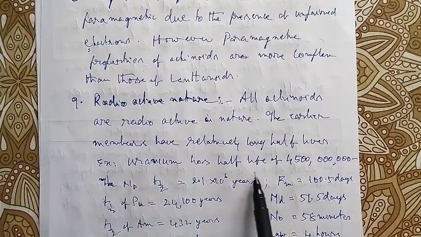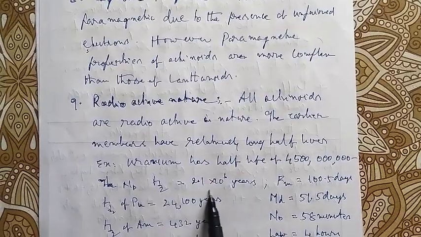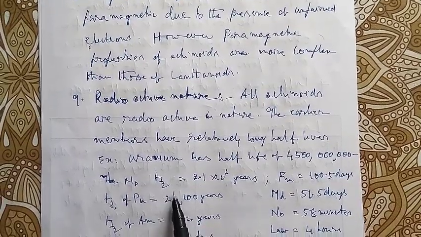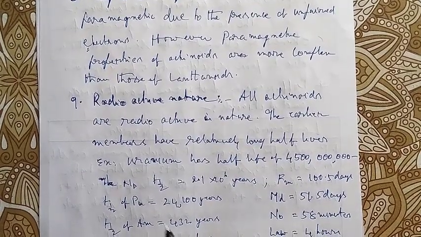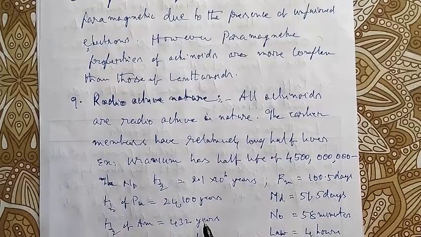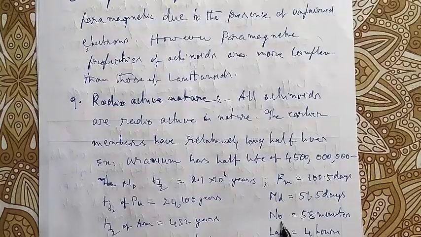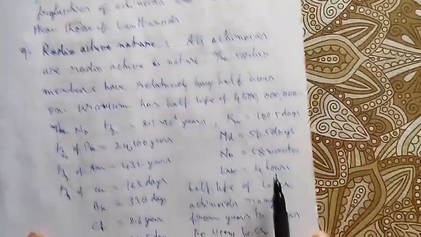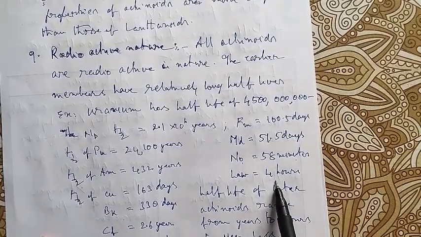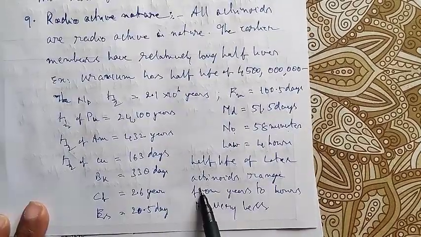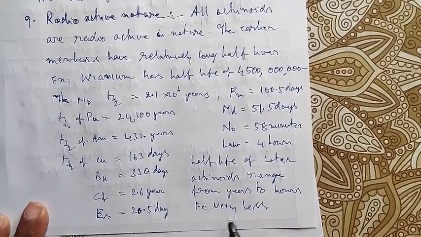That is, uranium has a half-life of 4,500 million years, whereas neptunium has a half-life of 2.1 into 10 to the power 6 years. Similarly, plutonium and americium have half-lives in years, whereas nobelium has 58 minutes, and lawrencium has 4 hours. Thus, the half-life of later actinoids ranges from years to hours, that is, very short.